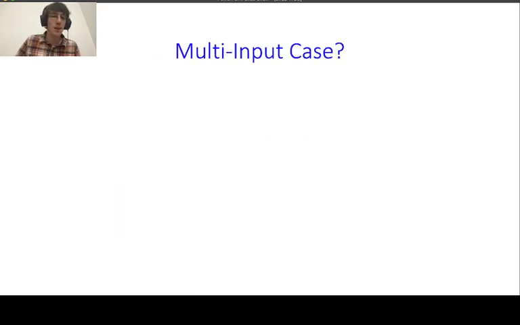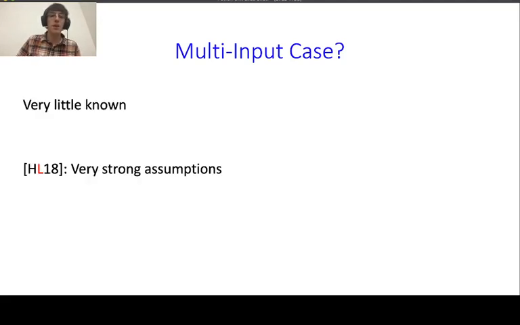So that was for the single input case, and then in the multi-input case, much less is known. In a joint work with Justin Holmgren, we constructed various kinds of multi-input correlation intractable hash families, but we required very strong computational assumptions in order to build them, stronger than standard, and we'd like to rely on standard assumptions.